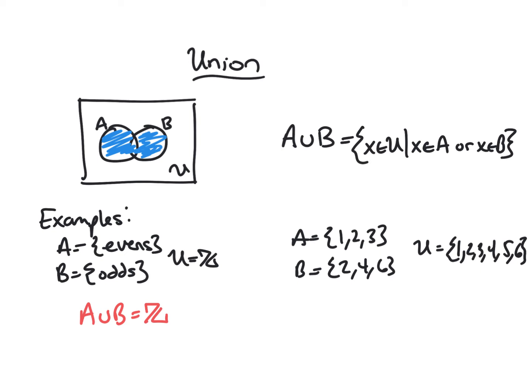And on the right here, I've got a couple of sets, and U is just the set of integers between 1 and 6. If I look for A union B here, I'm looking for things that are in A or B. So I basically just count off the ones in each. So 1, 2, 3. Again, I don't have repeats in sets, so I don't need to write 2 twice. And then I get 4 and 6. So I'm only missing 5 there because it's not in either of them.